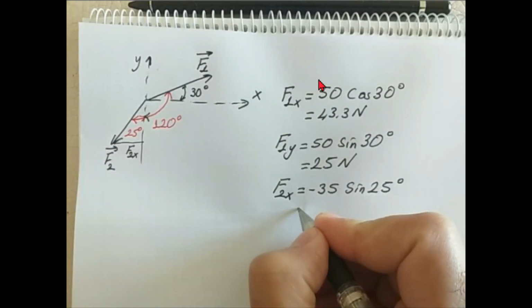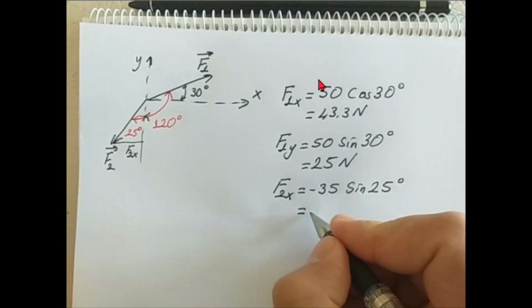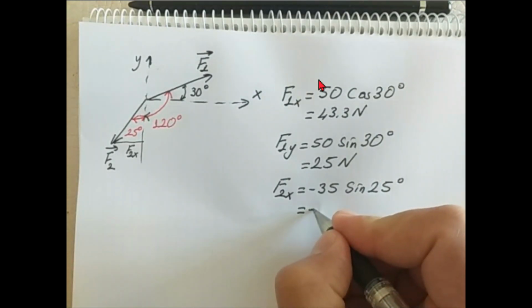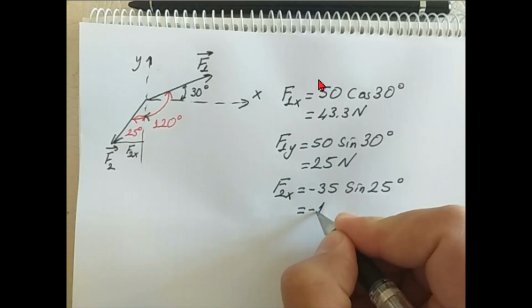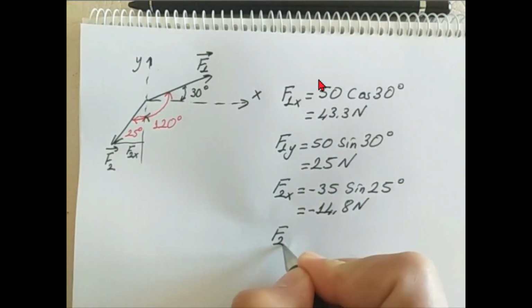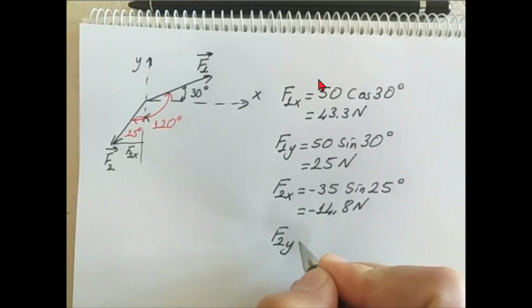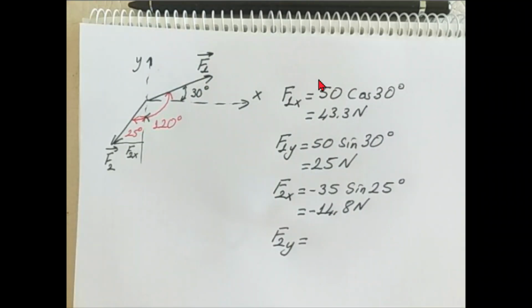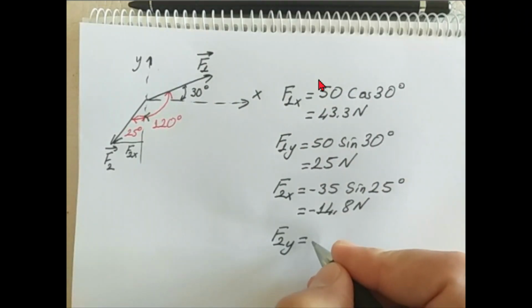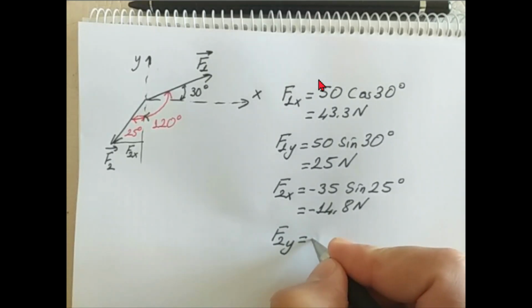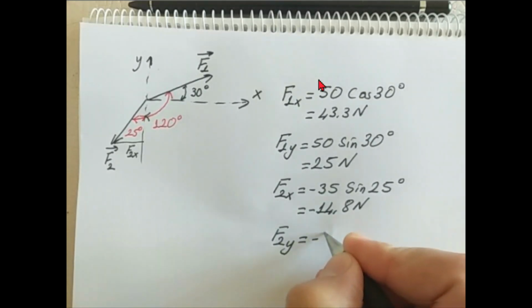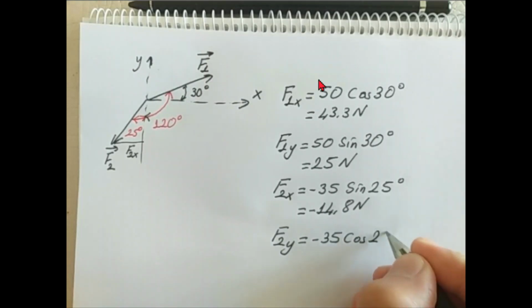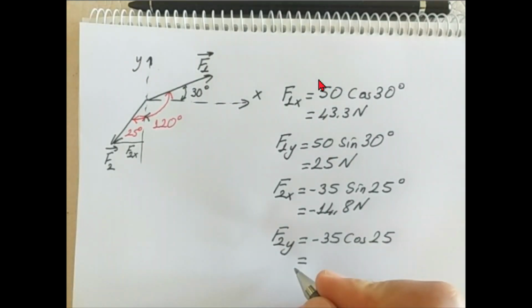newtons, and F2y is equal to minus 35 multiplied by cosine 25, because also it is in negative y direction. So the value that we get is minus 31.72 newtons.